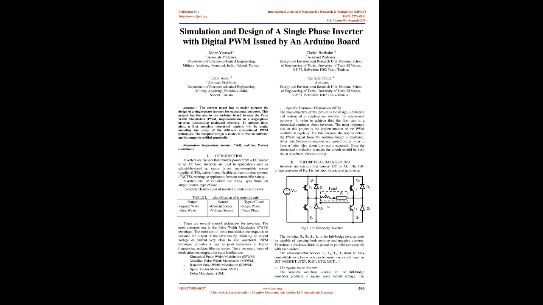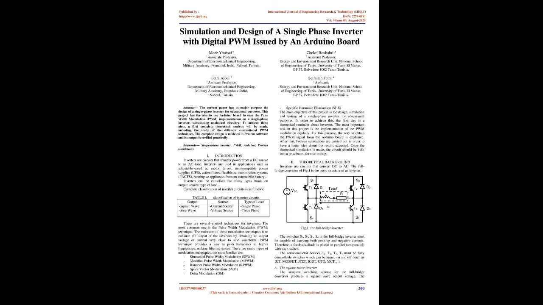Introduction. Inverters are circuits that transfer power from a DC source to an AC load. Inverters are used in applications such as adjustable speed AC motor drives, uninterruptible power supplies, UPS, active filters, flexible AC transmission systems, FACTS, running AC appliances from an automobile battery. Inverters can be classified into many types based on output, source, type of load. Complete classification of inverter circuits is as follows.